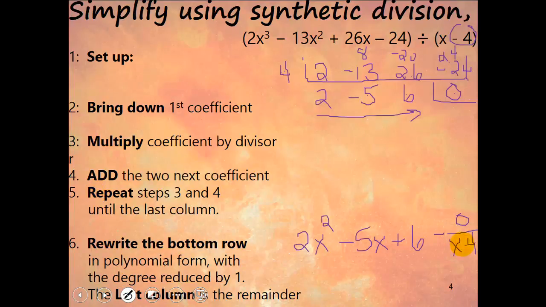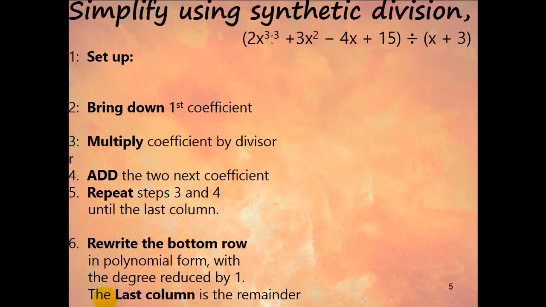So it's important to remember a couple of things. This last column here, that's your remainder. If this is 0, then this original binomial, the divisor, is a factor, and 4 is a solution of this higher order polynomial. We're going to learn about that in just a minute. All right, let's try another one here.